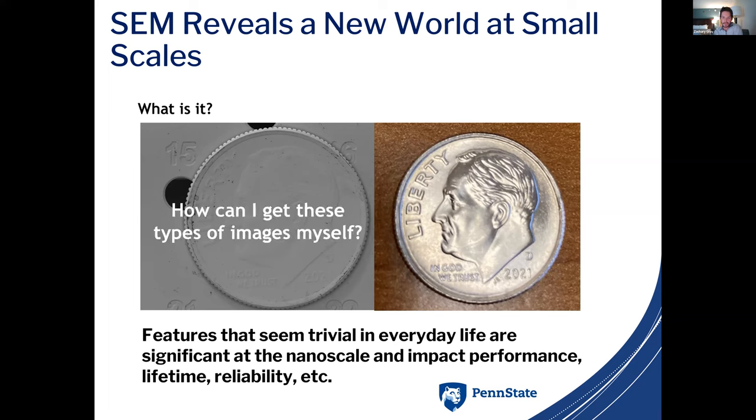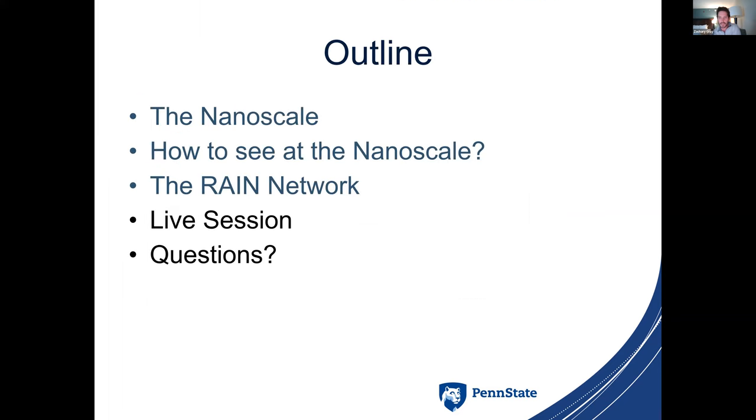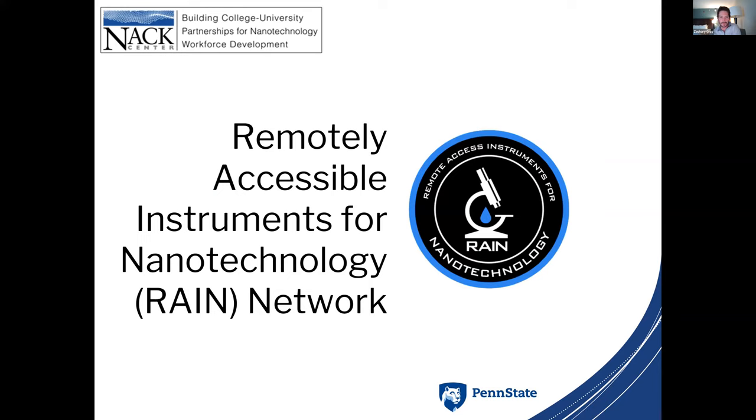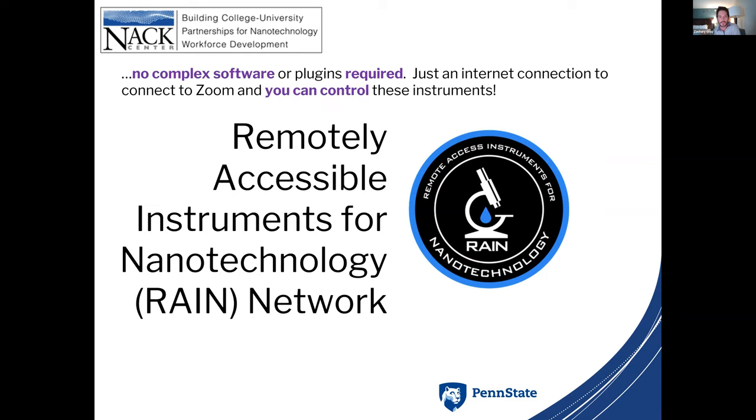How do you get these types of images? How do you show your students this type of resolution? That's where the RAIN network comes into play. So the RAIN network stands for Remotely Accessible Instruments for Nanotech. And it's free of use to everyone. It's this resource that's been around for a long time, but quite frankly, not enough people know about it.